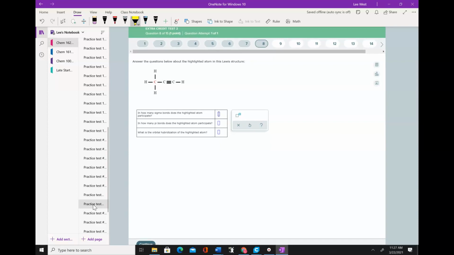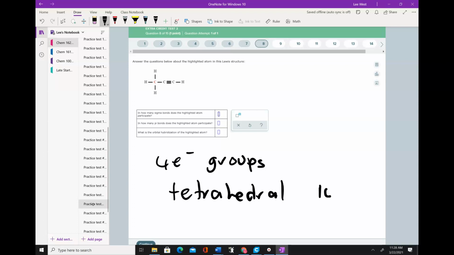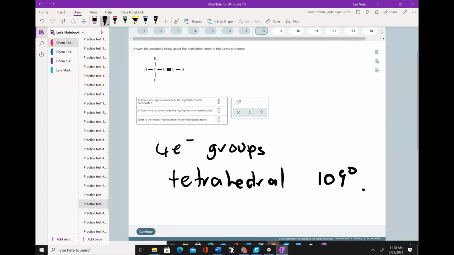So it's that carbon there, the red one, and it looks like it's got 4 electron groups around it. So that means a couple of things. It means it's got a tetrahedral arrangement of electron groups around it with a bond angle of 109 degrees. And it also means that it is sp3 hybridized. So let's see if that's what they're going to ask. It says, how many sigma bonds does the highlighted atom participate in? Well, it's got nothing to do with what I just mentioned. Should have read ahead, right?